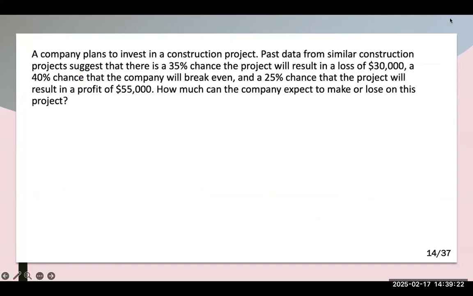Let's try a new example. Suppose a company plans to invest in a construction project. Past data from similar construction projects suggests there's a 35% chance the project will result in a loss of $30,000. There's a 40% chance that the company is going to break even, meaning they don't gain or lose money. And there's a 25% chance the project will result in a profit of $55,000. How much can the company expect to make or lose on this project?